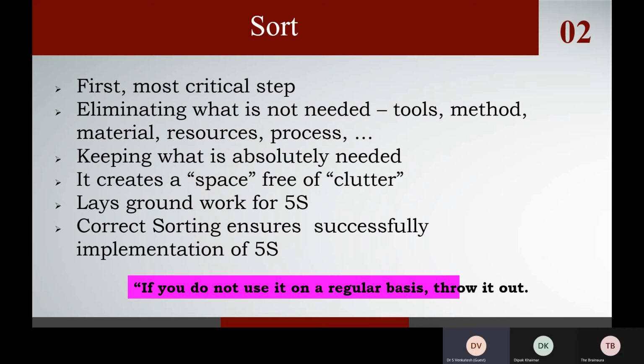So the elimination of what is not needed, that's what the sort step's objective or target is. And it need not be just tools or methods or material. It could be even our thought process. And the next one is keeping what is absolutely needed. Once we know what is not needed, we will have more clarity on what is needed, and then in an iterative way we can think of each element.